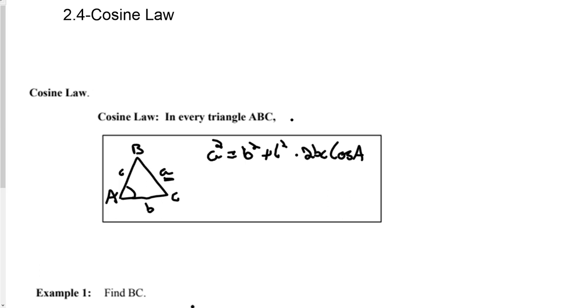In that formula, if you were to rearrange this formula looking for angle A, that would be cosine inverse of a squared minus b squared minus c squared, all divided by -2bc.